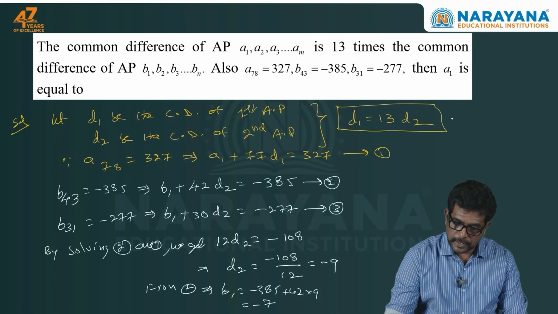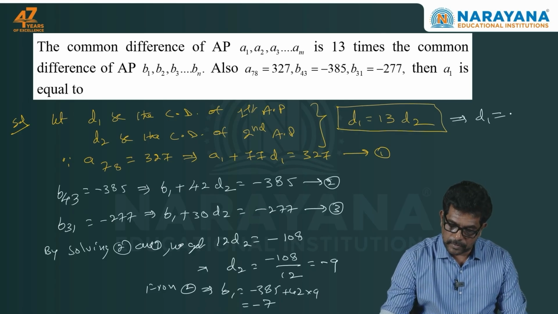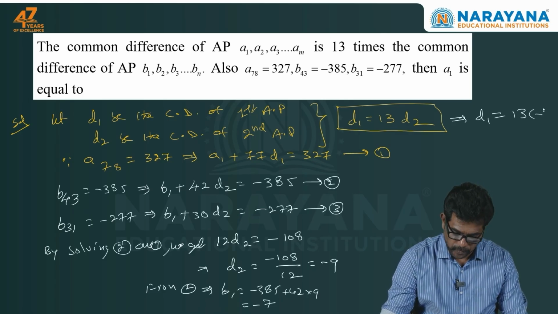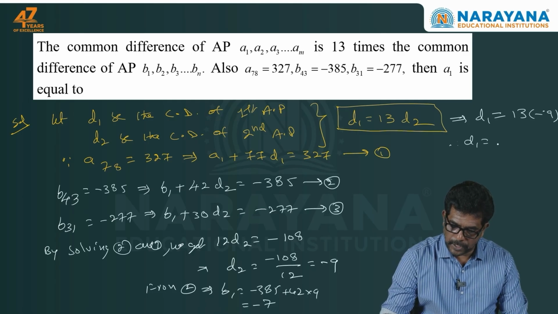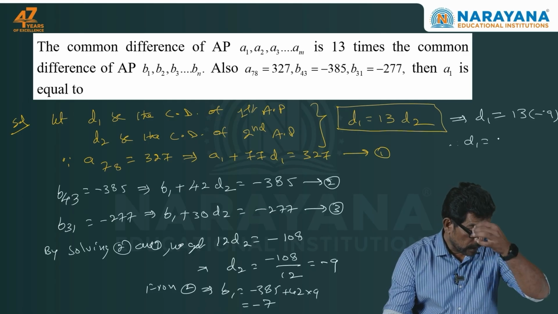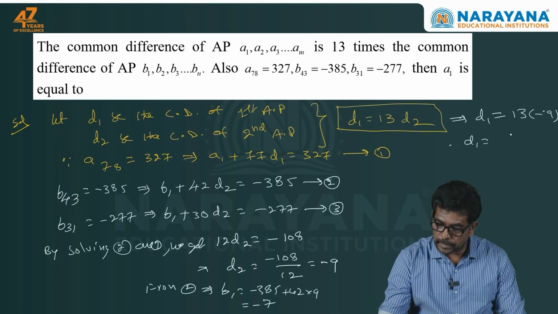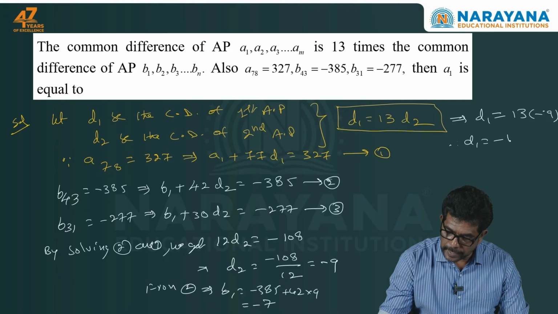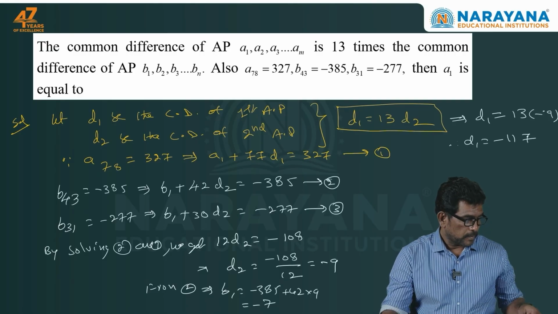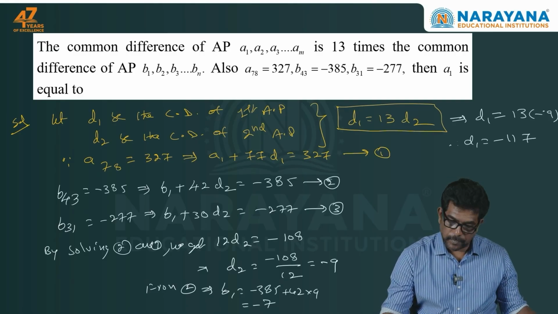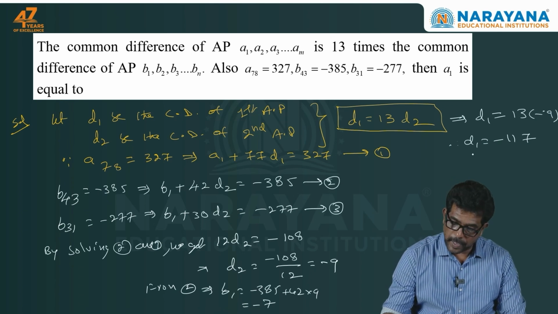Now, from this, we get the D1. So, D1 is equal to 13 into minus 9. Therefore, D1 is equal to 13 into 9, minus 117. D1 is equal to minus 117.